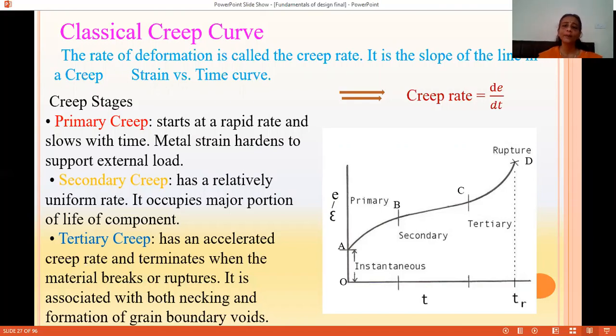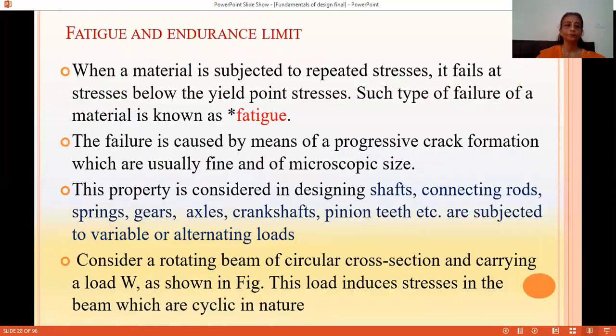Tertiary creep is also known as the third stage. In the third stage, creep rate accelerates, meaning deformation will increase a lot with respect to time. Necking will take place in the component, and finally the component will rupture or break at point D. So this is the last stage, and after that the component will fail. So this is about the creep curve.